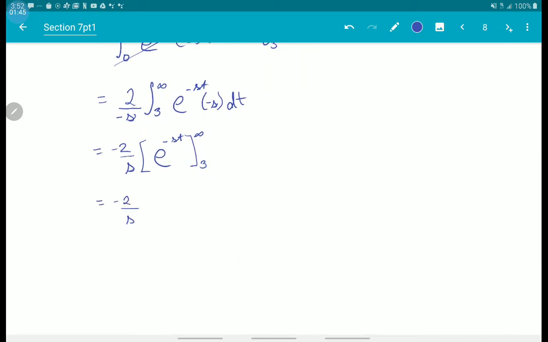So I'm going to rewrite this guy. We can think about it as 1 over e to the st, going from 3 to infinity. So if we were to think about plugging big numbers in here, then that denominator is getting larger and larger, which means that fraction is heading to 0.